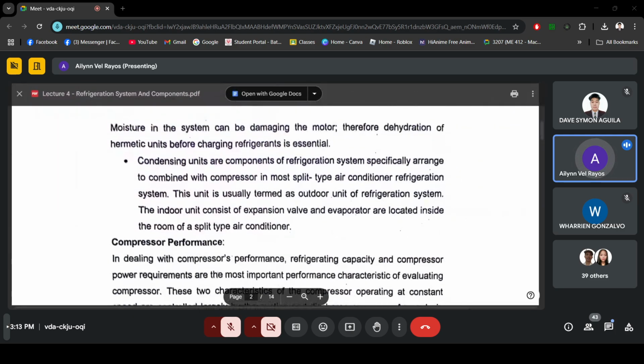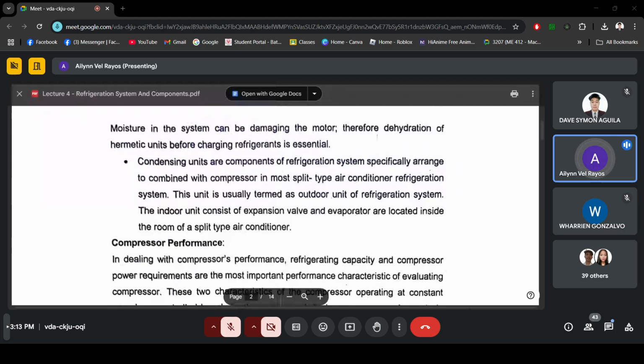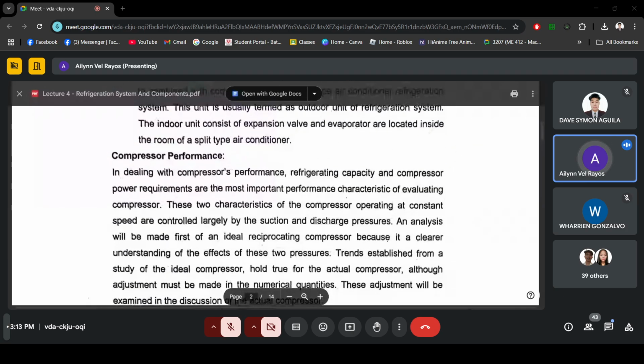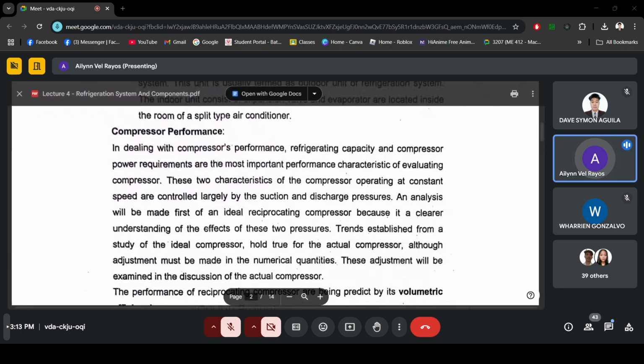So those are some of the 4 types of compressor that are commonly used in the refrigeration system. For us to continue, we'll also be discussing how we are going to check or compute for the compressor performance. In dealing with compressor performance, the refrigerating capacity and compressor power requirement are the most important performance characteristics in evaluating a compressor. So again, ang tinitingnan natin are the refrigerating capacity and compressor power requirement.